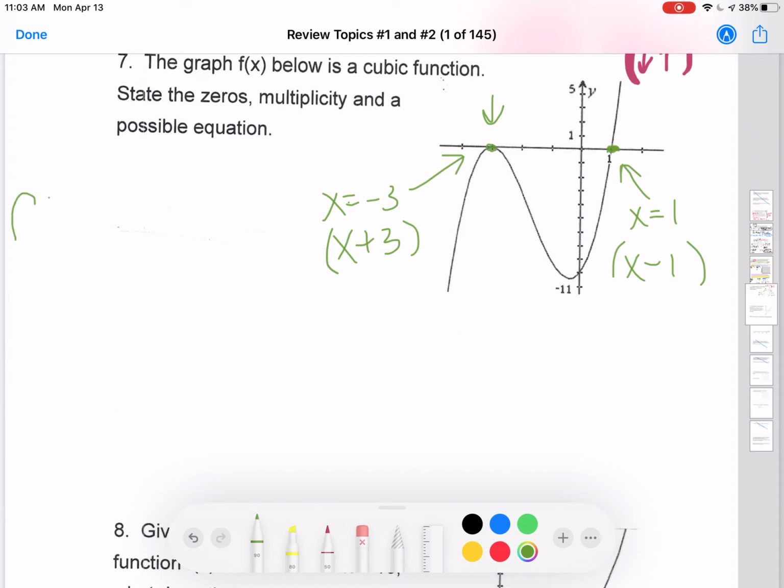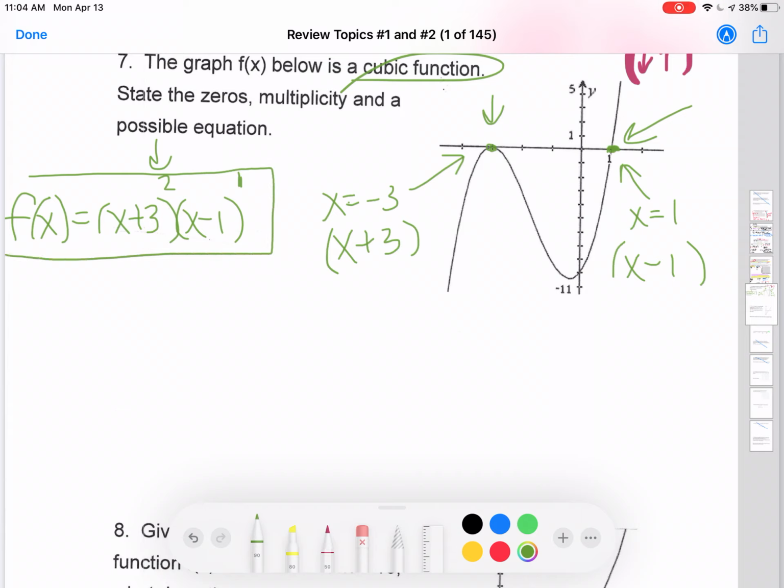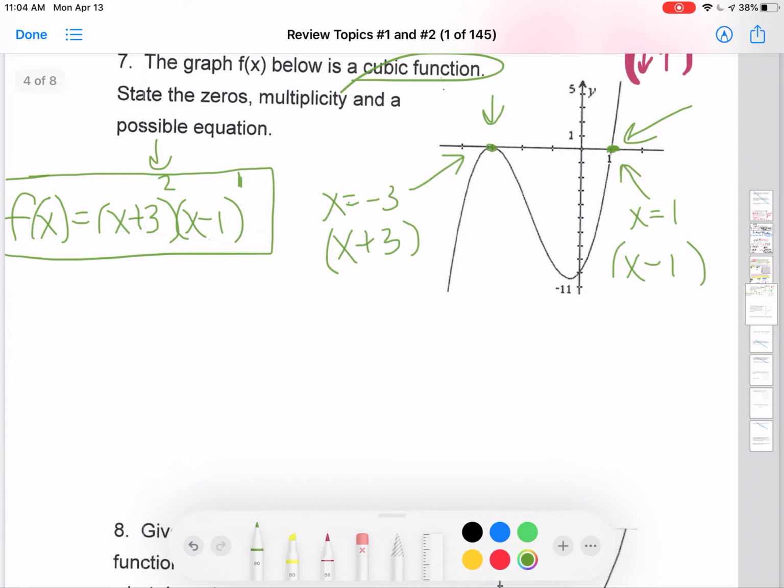So f of x equals x plus 3, and we'll hold off on the exponent for a second, and then x minus 1. I know this is 1 because I can tell it's going straight through over here. Now, this exponent has to be even, but they already told me it's a cubic function. So remember, the exponents must add to 3. So the only even exponent that could be is 2. All right, so this is a possible equation right here. And you don't need to have the 1 there, but you can put it if you want. All right, looks good.